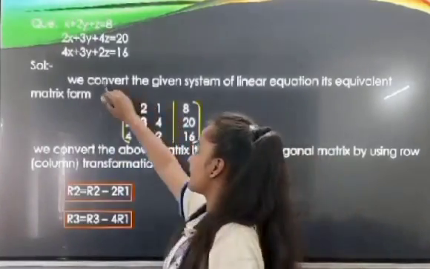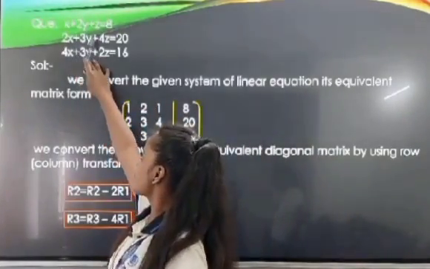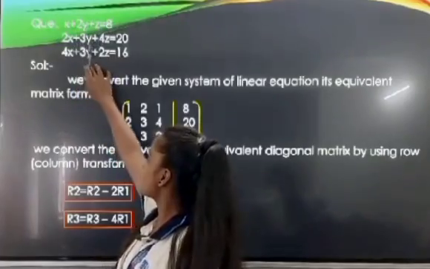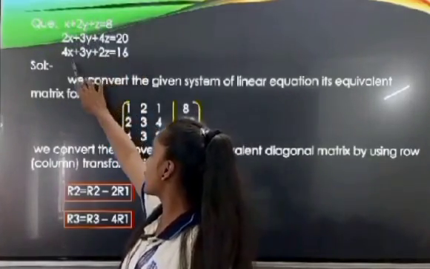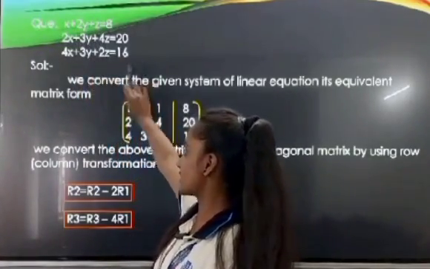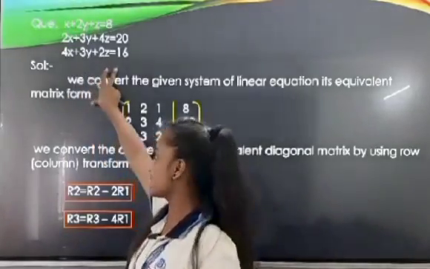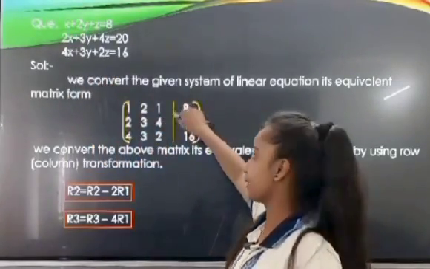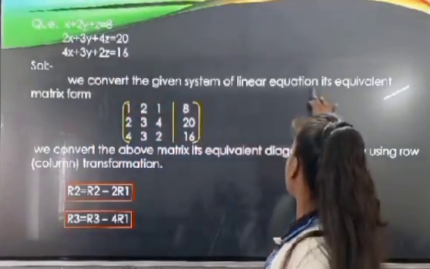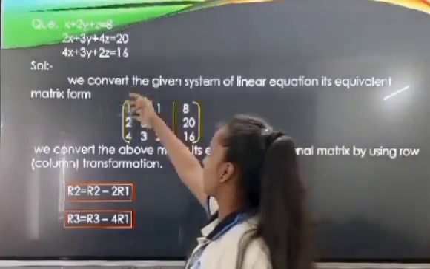So let me take a question. The question is x plus 2y plus z is equal to 8, 2x plus 3y plus 4z is equal to 20, 4x plus 3y plus 2z is equal to 60. So let's see how the question gets started. We write the given system of linear equations in its equivalent matrix form.